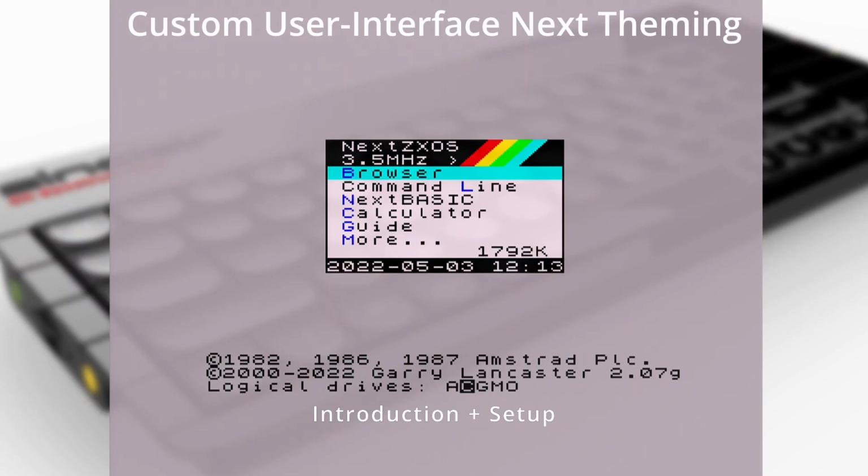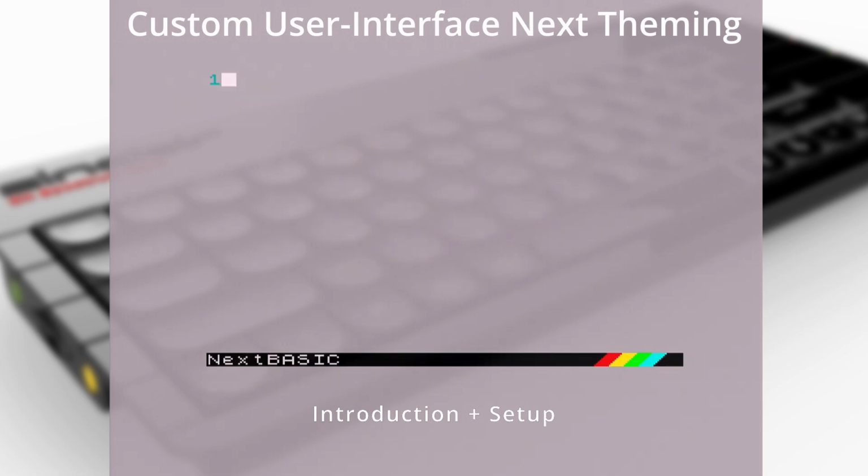Today we're going to show you a new application called Quaint, or Custom User Interface Next Theming, and this is a dot command, so it coexists with your BASIC at the same time. So to demo that, first we're just going to whip up a bit of very simple BASIC to print some stuff to the screen and load the dot command.